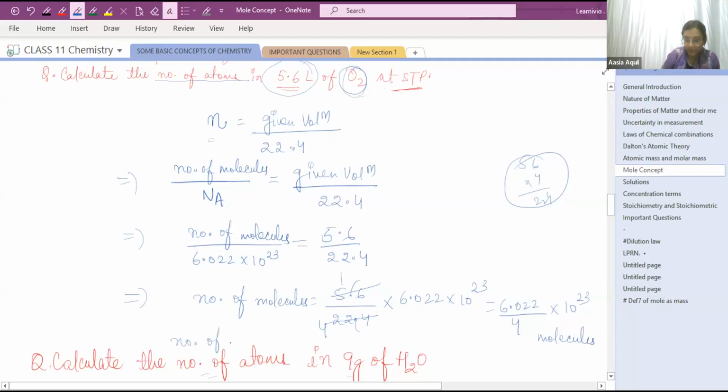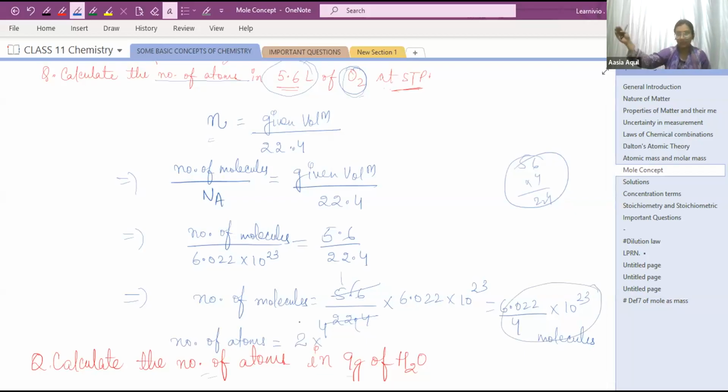So the number of atoms will be, the molecule is this, right? So just multiply it by 2. Just like we did before, number of moles into Avogadro number into the number of atoms, right? So the number of atoms will be 2 into this, 6.022 upon 4 into 10 to the power 23. This is for the number of atoms, right?